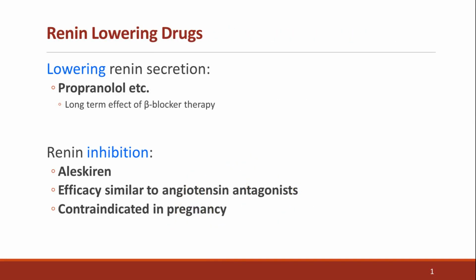Another target is renin itself. Drugs like propranolol lower renin secretion indirectly through non-selective beta blockade because it depends on beta-1 receptors. Direct renin inhibitors such as aliskiren act by blocking the catalytic site of renin. Their blood pressure lowering efficacy is similar to that of ARBs, but again, they are contraindicated during pregnancy.